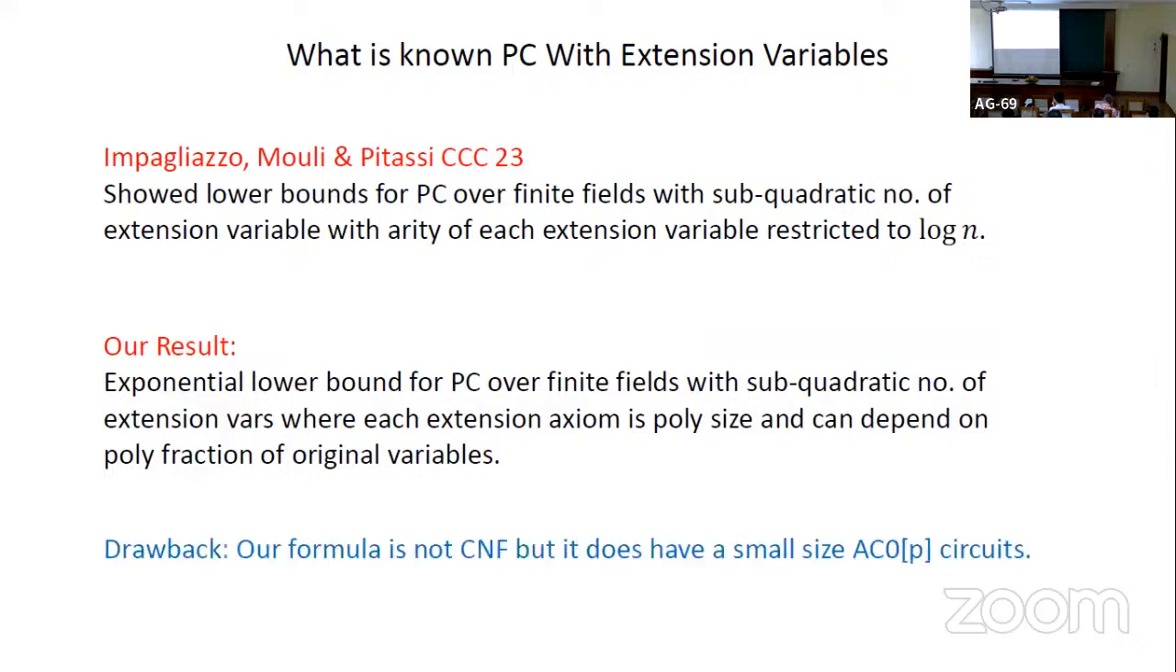But there is a catch, a drawback to our result. Our result is not for a CNF formula, so it won't imply a lower bound for a CNF unsatisfiable language. But the formula has a small AC0[p] circuit, so we do have a lower bound for some small system of AC0[p]. The CNF encoding will be very large for our formula, but it has a small AC0[p] circuit, of small size and small depth.